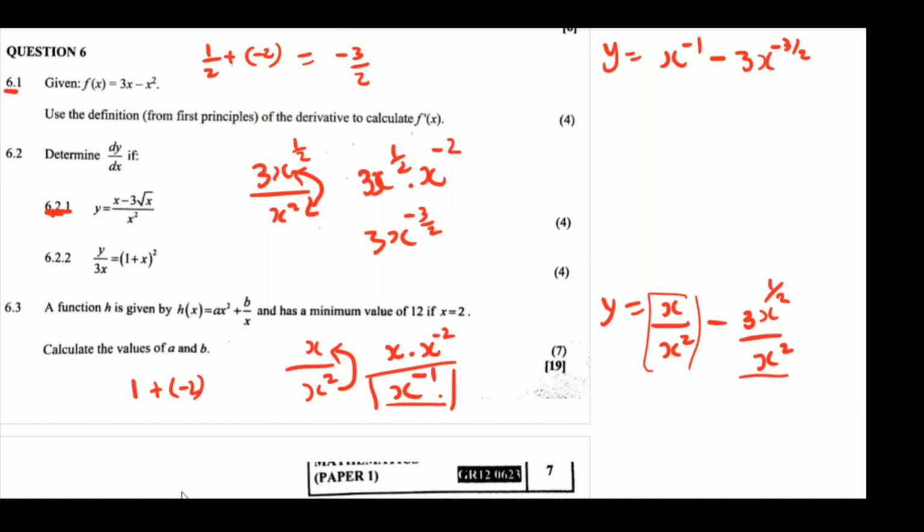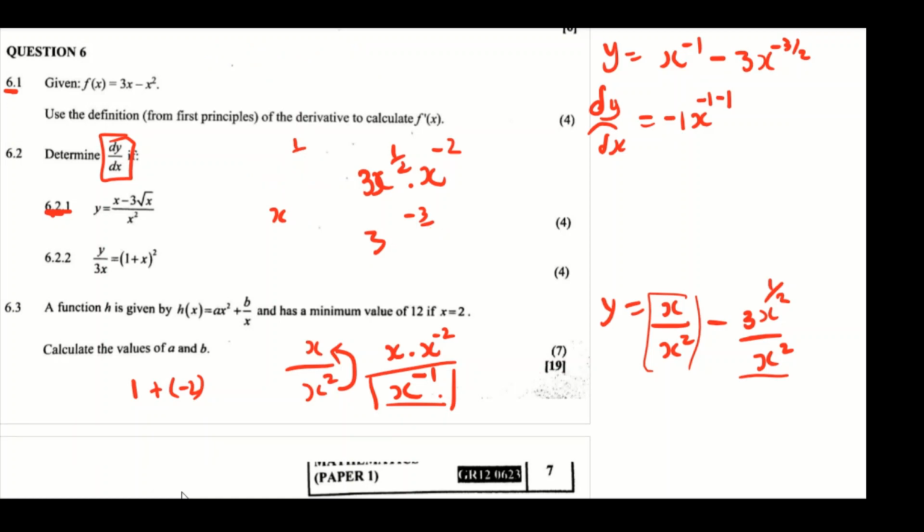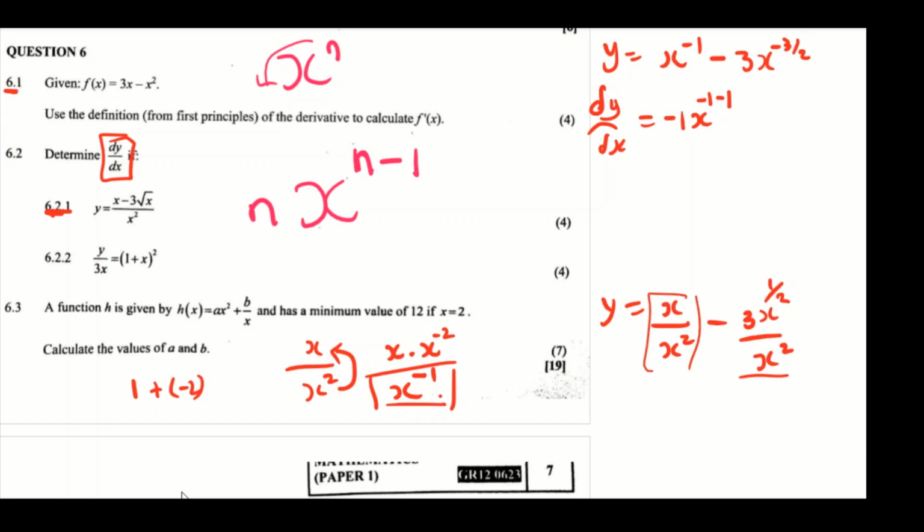And then you derive. Now it's simpler to derive. dy over dx is just this here, is equals to minus 1 x to the power of minus 1 minus 1. Right? If you're still confused on how to derive, this is the basic formula that you can use. It's x to the power of n minus 1. You drop the n here first before you minus with the 1. So it's drop the n because already you have n, right? So you drop the n first and then you subtract it with 1. So this is the standard formula of deriving.